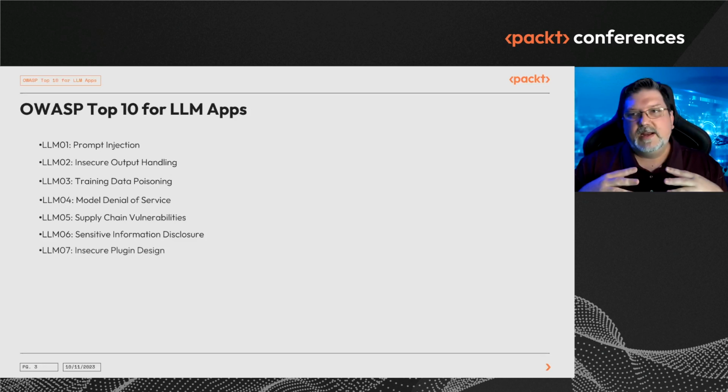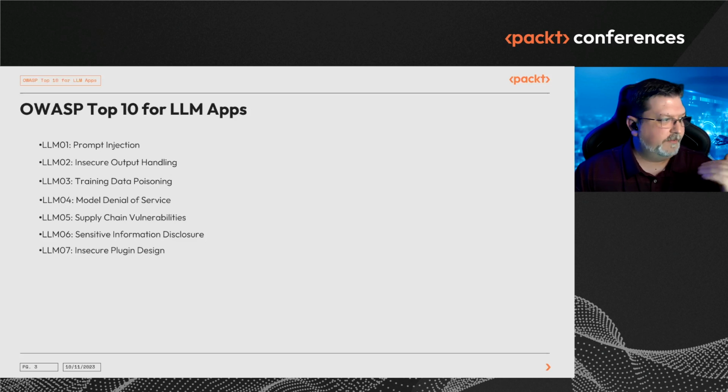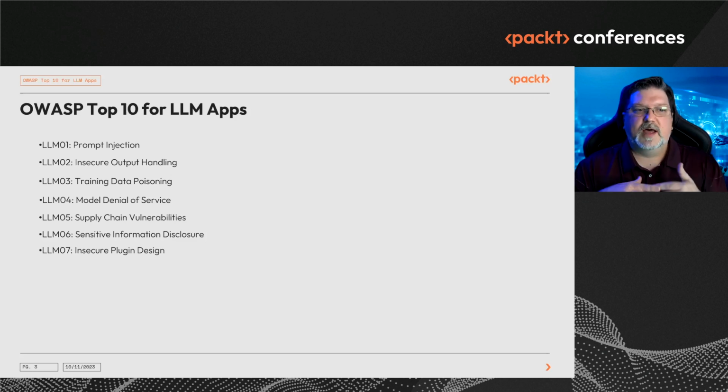Insecure plugin design. I think that, again, this should be above the supply chain vulnerabilities. I think this is a subset of supply chain vulnerabilities. But if you have a ChatGPT Plus account, you've already seen where you can use plugins. And the problem with a lot of these plugins is that there's not a lot of information given. There's not a lot of exposure to the permissions. And so there's a whole subsection of vulnerabilities that can happen here.